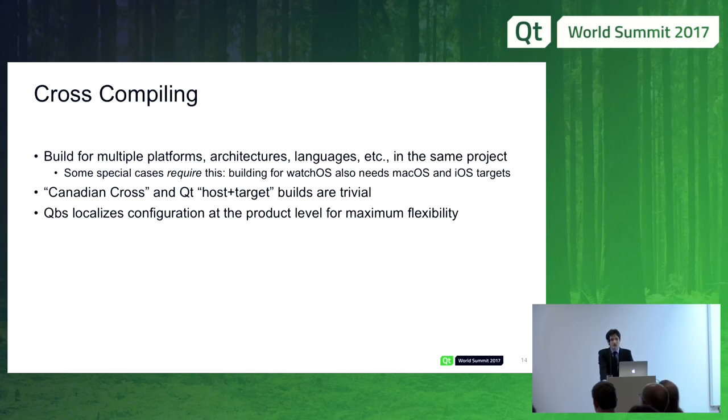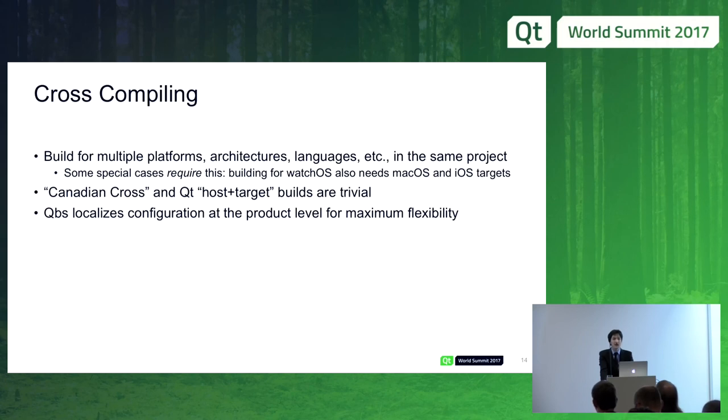Talking about platform support also wouldn't be complete without mentioning cross-compiling. Naturally, with out-of-the-box support for all major platforms, cross-compiling support is a core strength of Qubes. It's easy to build for multiple platforms in the same project, which is critical for projects like Qt, which need to build libraries for your target platform, like an embedded QNX device, and host tools like Moc and RCC for your host platform. Qubes also isn't limited to a traditional host plus target scheme like QMake, and instead host plus target are simply the consequence of a particular product's configuration.